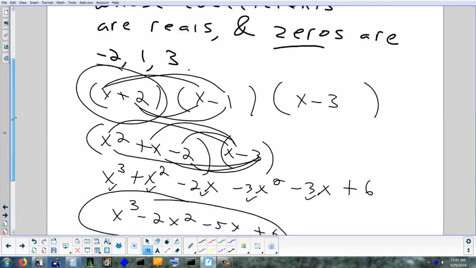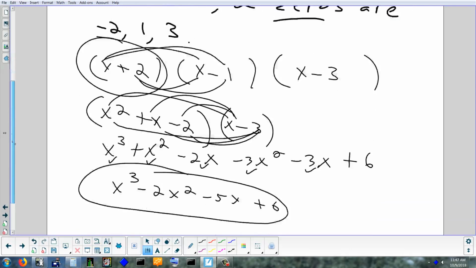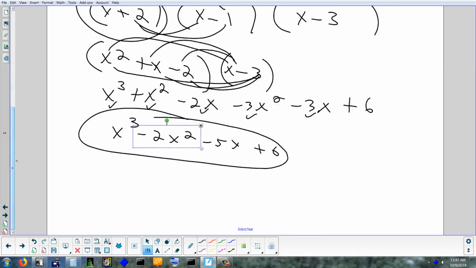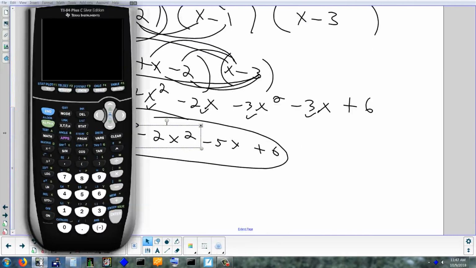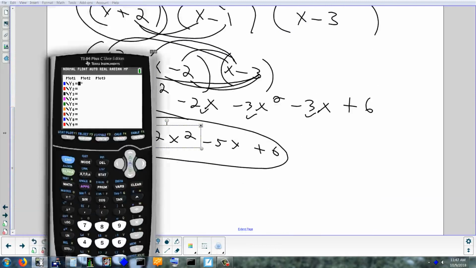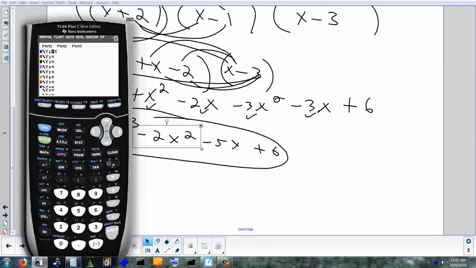Because when I look at the final answer there, I don't really see the 3 or the 1. I mean, those numbers don't even appear anywhere. That's a coincidence. We got a negative 2, but that doesn't usually happen. Okay, let's graph it and see what it looks like. All right, so get rid of that. All right, so we got x cubed. Let's see, minus 2x squared minus 5x plus 6.